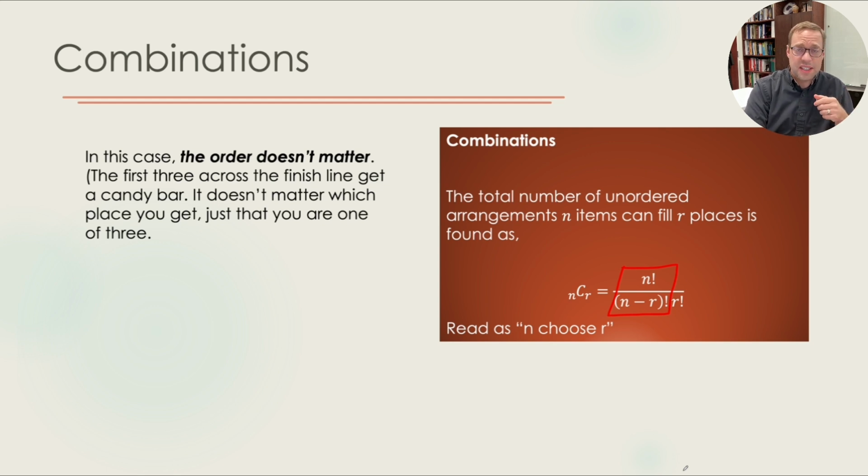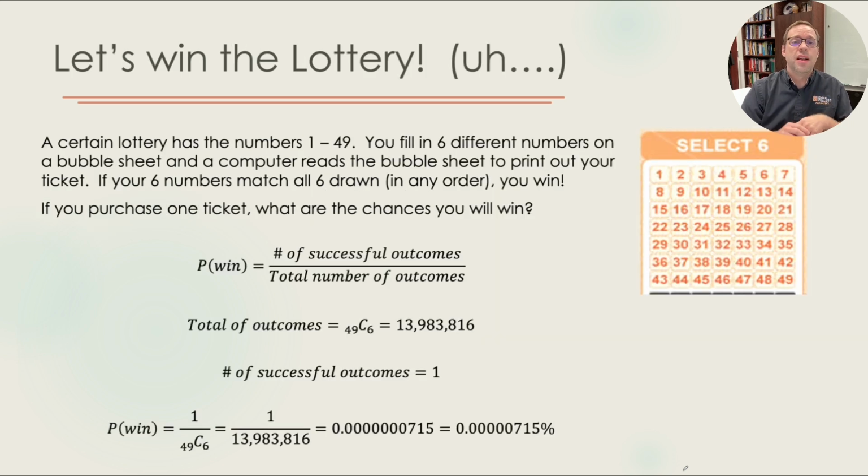Okay, let's look at this in another example. Let's win the lottery. Well, I'm going to show you. You can actually see on the screen. That's a bad idea. Let's not do the lottery.